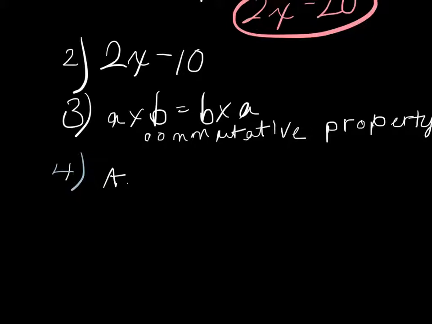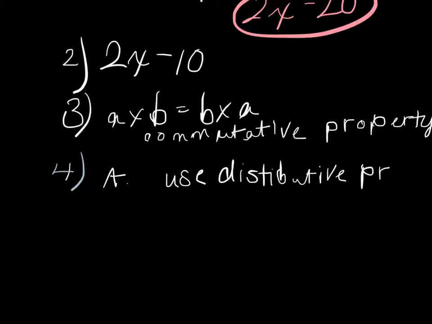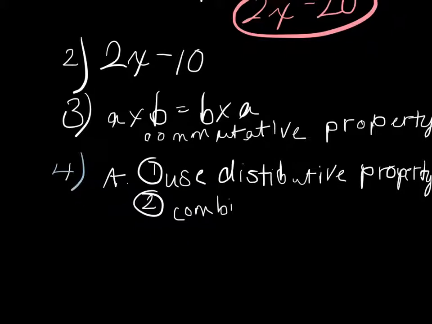Nothing else works out to be equal. You have to use distributive property and then combine like terms, and you will be able to figure out that letter A is the correct answer. Remember, distributive property is a big deal for us right now. So the number one thing you need to do, and number two, to compare these two, combine like terms and you will get the same answer.